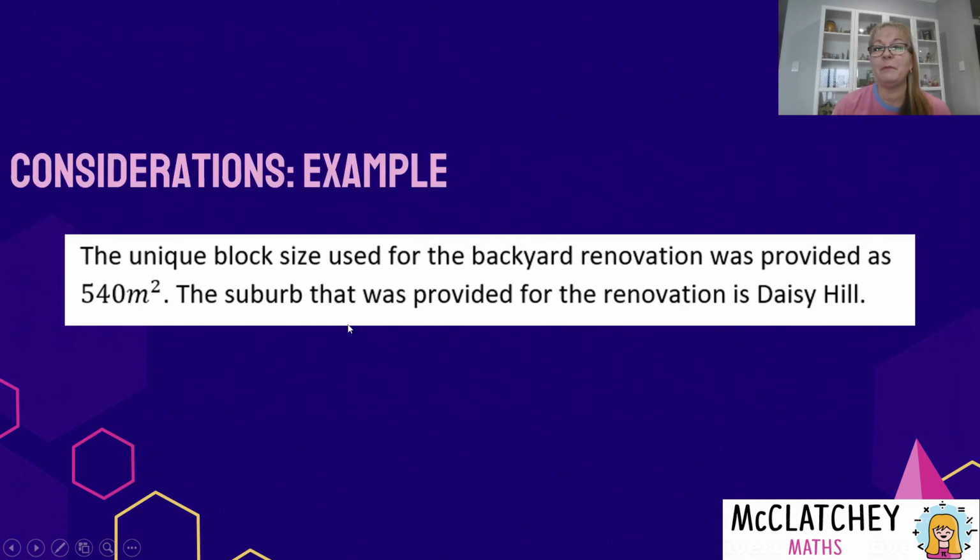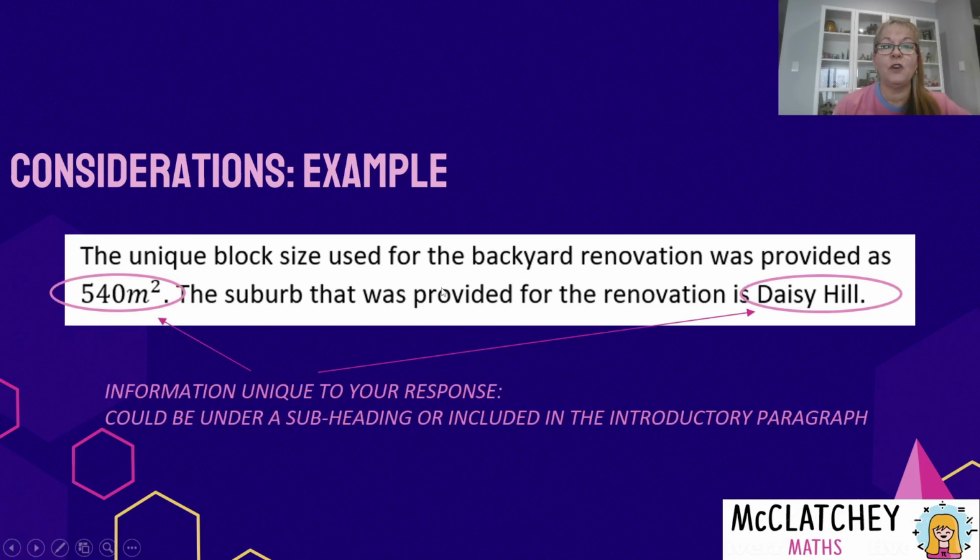Okay, here's another example of how someone has set up considerations. They've just talked about the unique block size and the suburb. So this was related to a measurements and budgeting assignment that we mentioned earlier in the video. They've put this under here and they've got information unique to the response. And as I've said before, that could have actually saved a bit of space. Don't even put it in considerations. If that's the only thing you wanted to put in considerations, I would personally think that'd be best placed in your introduction paragraph or not under a subheading at all.